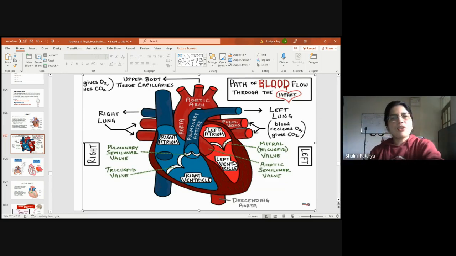Downside, some contracting muscle fibers will be there, that will contract. Once it contracts, the blood will go up, into the biggest pipe. So when the blood is going outside, this is your aorta. The aorta is the biggest artery.